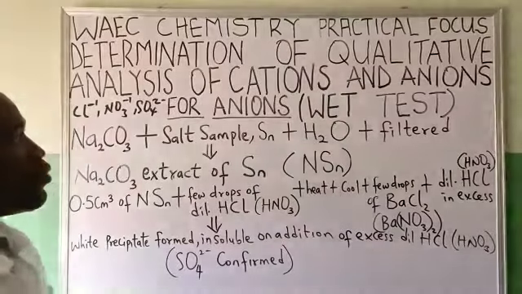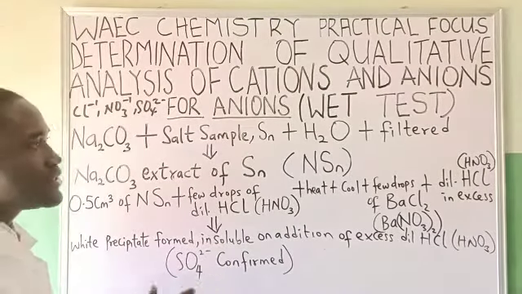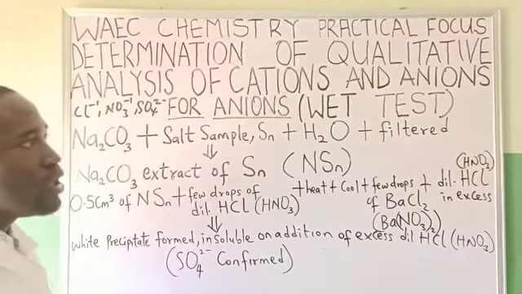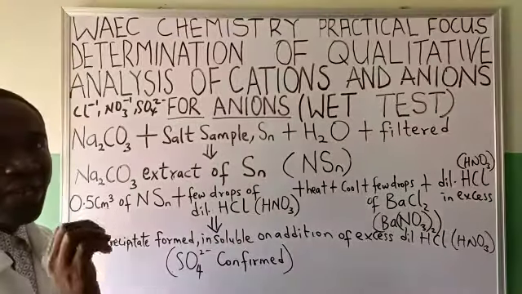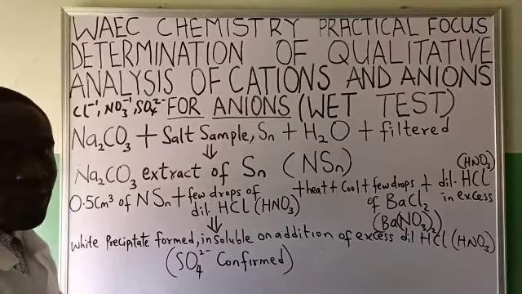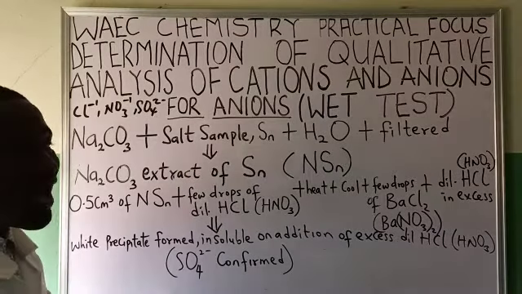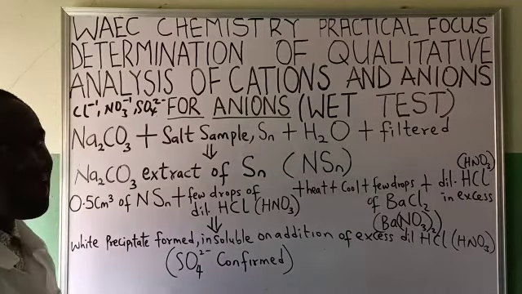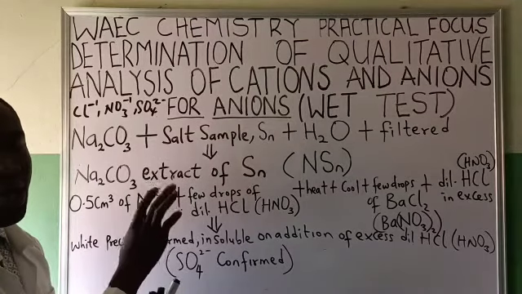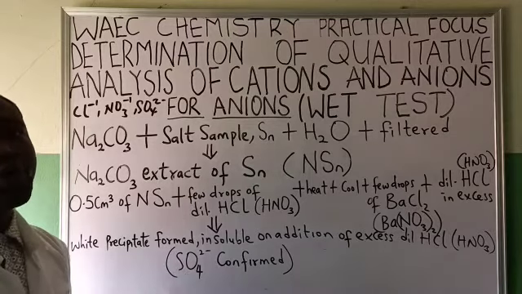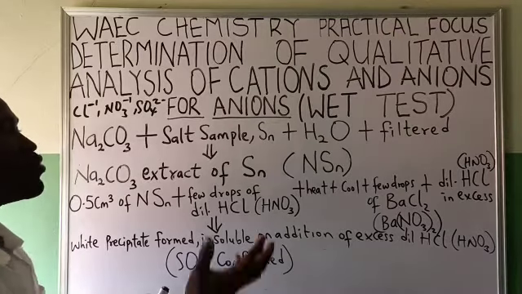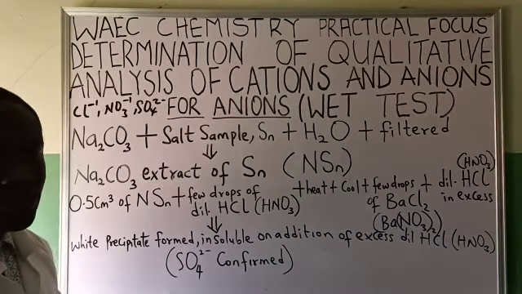Okay, we want to embark on the wet test. Remember, we have discussed the dry test approach, and we said you are using a dry salt sample. You either use conc KCl or conc K2SO4 as the case may be. We mentioned that because for sulfate and carbonate you use conc KCl, but for nitrate and chloride ion we use conc K2SO4 to get the dry test done.